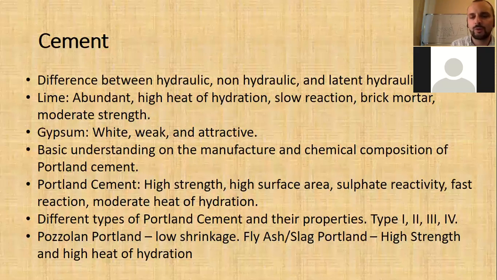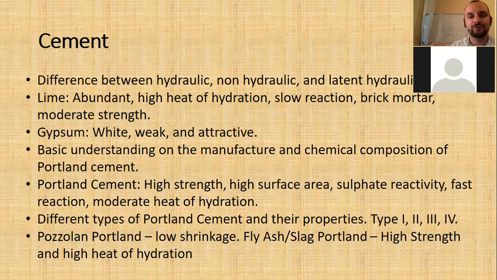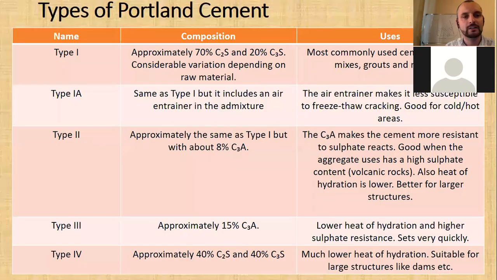And so one of the most famous ones is pozzolan Portland cement. The great thing about pozzolan Portland cement, pozzolan is basically ash from a volcano, is it has very low shrinkage. So remember that. We covered shrinkage later when we did concrete. So those were the types of Portland cement. And so they all behave slightly differently, and it all has to do with their composition.